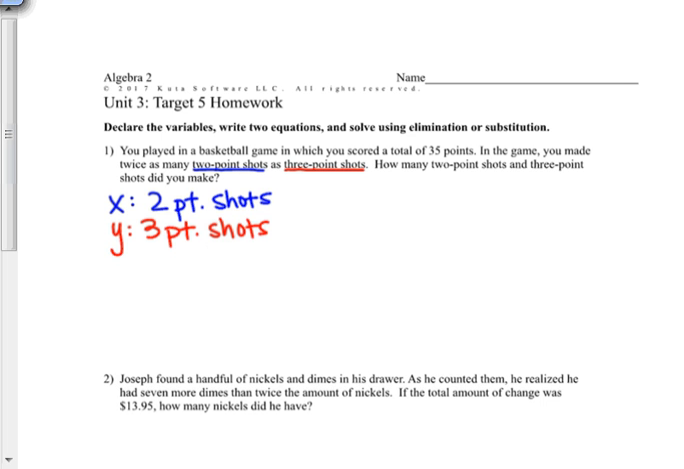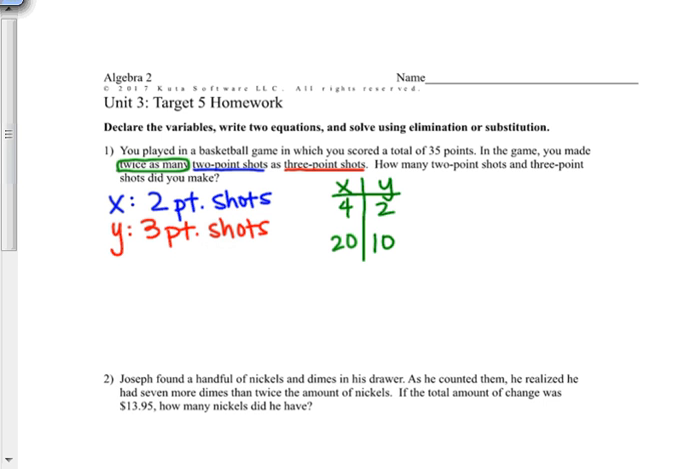Well, I'm going to say that my first equation comes from this sentence right here. It says you made twice as many 2-point shots as you did 3-point shots. So if that kind of confuses you, go ahead and make a little table. And let's say that you made, keeping in mind the y is the 3-point shots and the x is the 2-point shots, let's say you made 2 3-point shots. Well, if you made twice as many 2-point shots, you made 4. Let's say you made 10 3-point shots. Well, you actually then made 20 2-point shots. So you're just doubling the y.